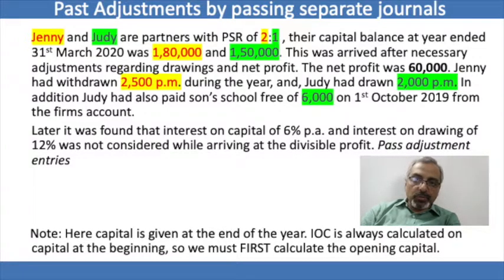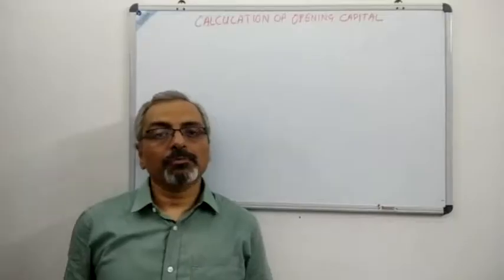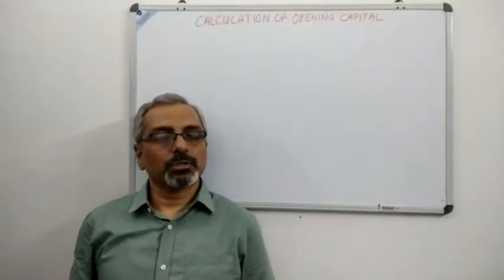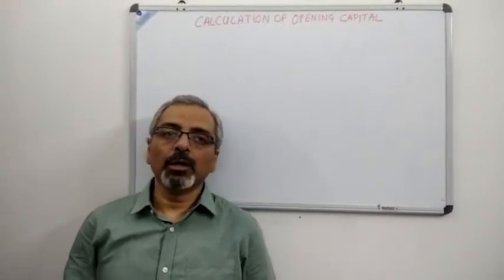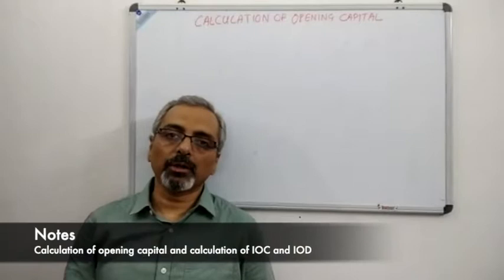Like the previous question which we had done, here also you can see the closing capital is given, and if closing capital is given, the first step is that we have to find the opening capital, because it is on the opening capital only the interest on capital will be calculated. After reading the question, let us now start with solving the question. Now, first step is that we have to calculate the opening capital. So how do you calculate the opening capital?